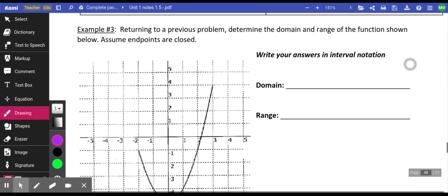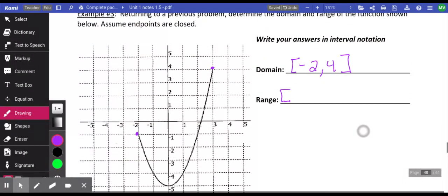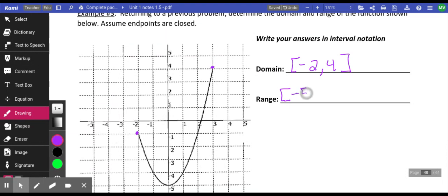So now if we look at this previous problem that we did in the previous homework, our domain, we said, starts from -2 and goes to +4. And before we wrote it as an inequality. Now we're going to write it in interval. So we do closed, -2, comma, 4, closed. Our range went down to -5, so it's closed, -5, comma, 4, closed.